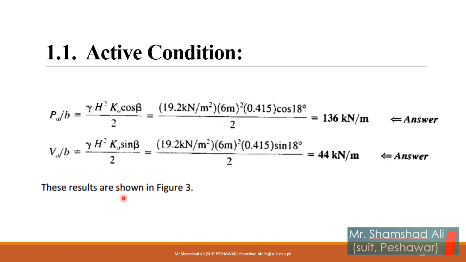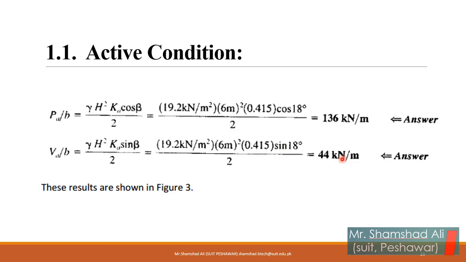Moving on, now we are going to calculate the active earth pressure. Here we have the equation. Putting in the values and calculating, we have an answer of 136 kilonewton per meter. Now we want to calculate the shear. So we have this kind of equation. Putting in the values and calculating, 44 kilonewton per meter is the answer.